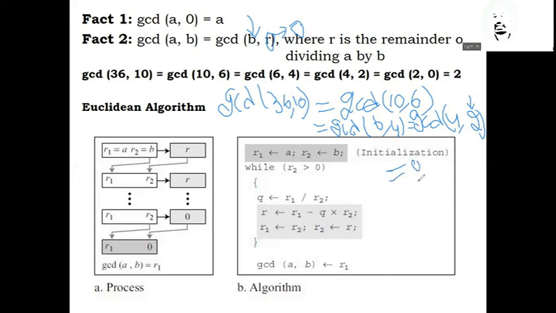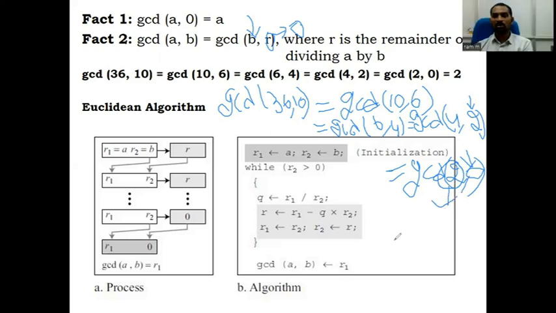So this will be equal to GCD of B. B is 2 comma. If I divide 4 by 2, 2 is an exact divisor of 4, so I'll get 0. Now what I told you: when we get R as 0, stop the process, and whatever value we have at the position of B will be the greatest common divisor of A comma B. So the GCD of 36 comma 10 is 2.